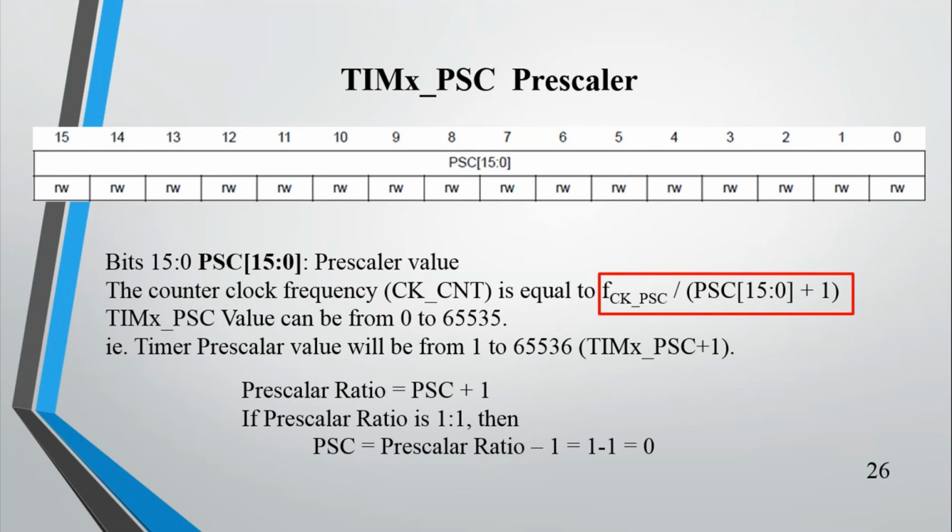The prescaler value will be equal to PSC plus 1. So if PSC is 9, the prescaler ratio will be 10. If PSC is 10, the prescaler ratio configured will be 11, like that. So whatever clock you are giving as the input to the PSC will be divided by the PSC value you are configuring here plus 1. So this plus 1 you need to keep in mind.